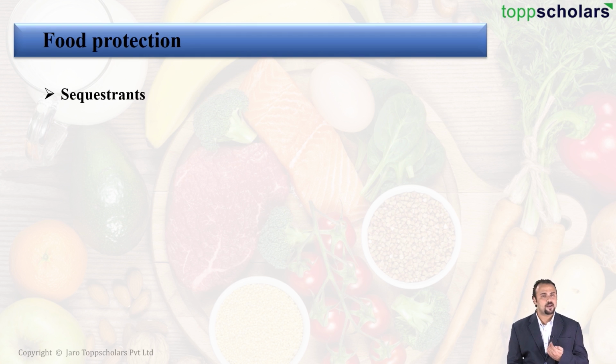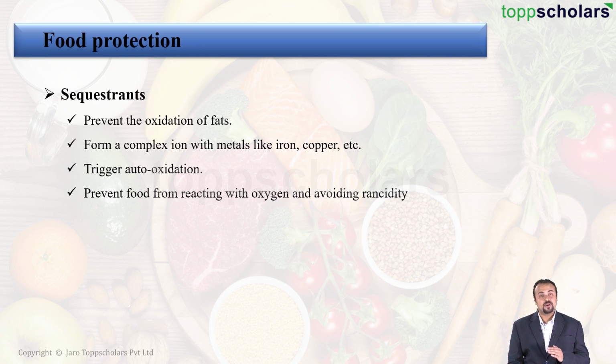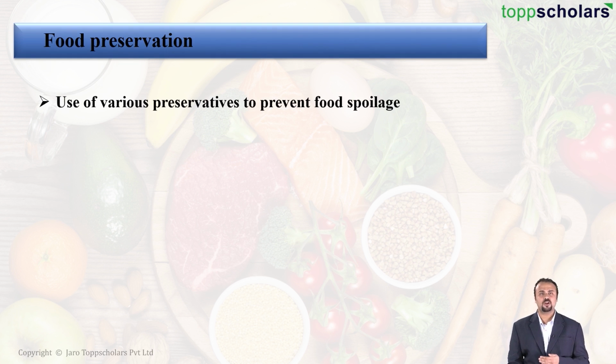Moving on, the next example is of something called a sequestrant. Students, this is something which is new. What is a sequestrant? It is a chemical which prevents the oxidation of fats. Also students, it forms a complex ion with metals like iron, copper, and also it triggers auto-oxidation. Thereby, it prevents the food from reacting with oxygen and avoids rancidity. So students, you may not have heard of sequestrants, but remember they are used in a wide variety of food items. Moving on students, let us now take a look at various preservatives which are used for food spoilage.